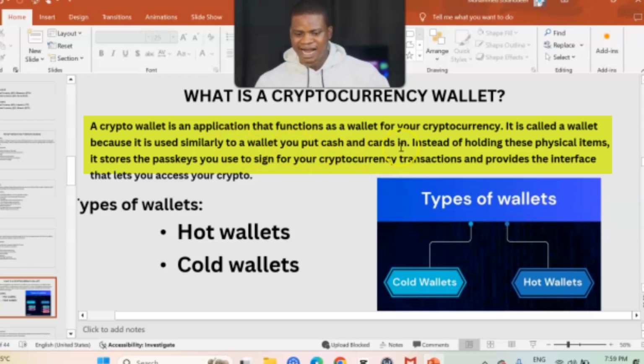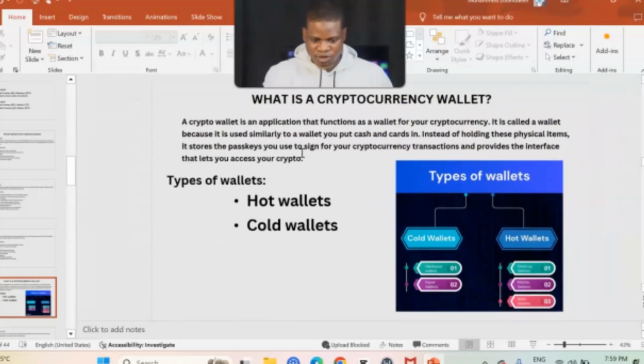You put cash and cards in. So instead of holding these physical items, it stores the pass keys you use to sign for your cryptocurrency transactions and provides an interface that lets you access your crypto. So basically, when you are trading crypto, you need a wallet. What does a wallet do? Your pass keys are the keys that authorize transactions, right? And your wallet stores your pass keys and gives you access to see what kind of cryptocurrency you are holding and in what amount or volume.